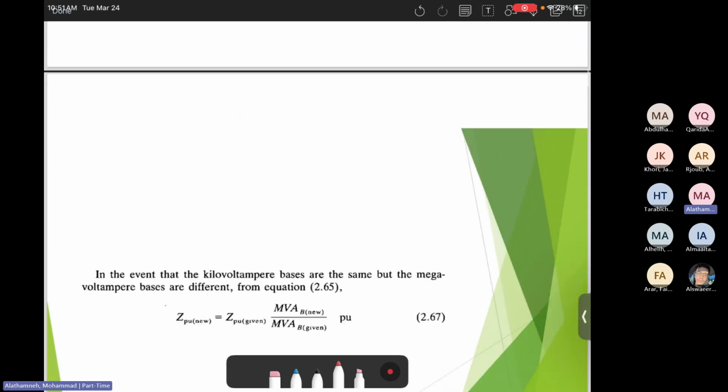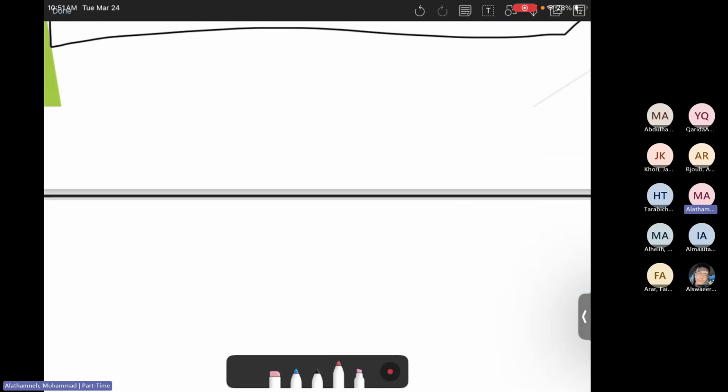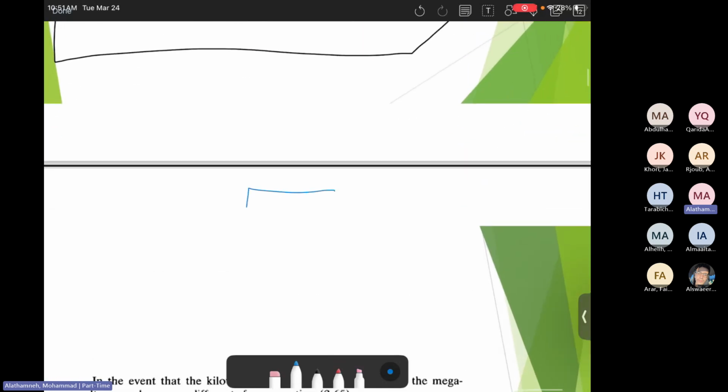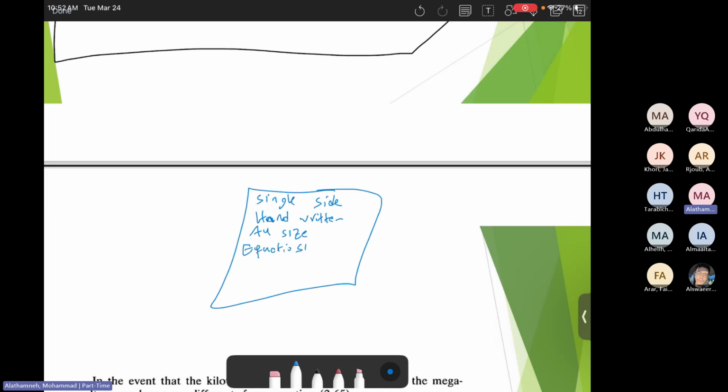By the way, I forgot to mention, in the exam you are allowed to have a handwritten notes sheet, single side, handwritten, and the size of the sheet is A4. Only equations. So if you happen to forget some equation, you can write it on your sheet. Don't forget to write your name and ID on that sheet.